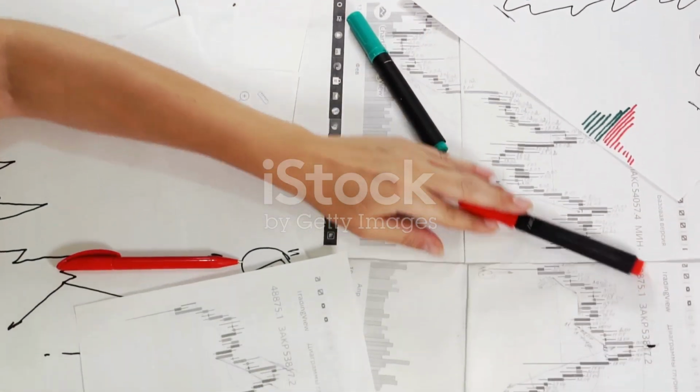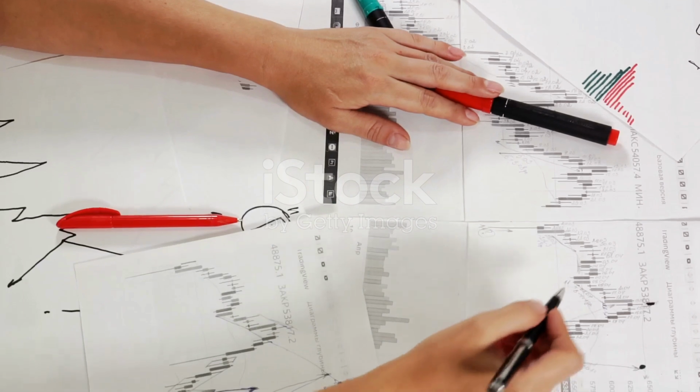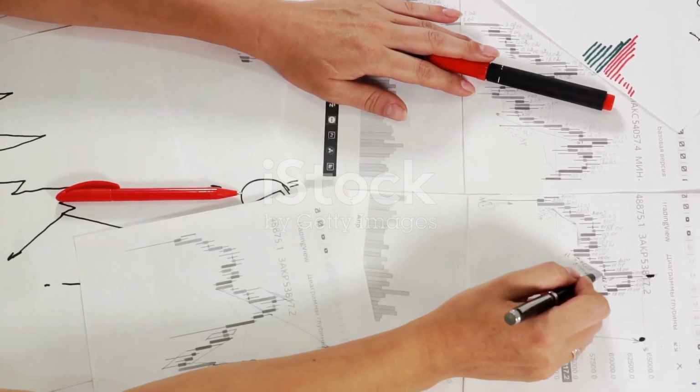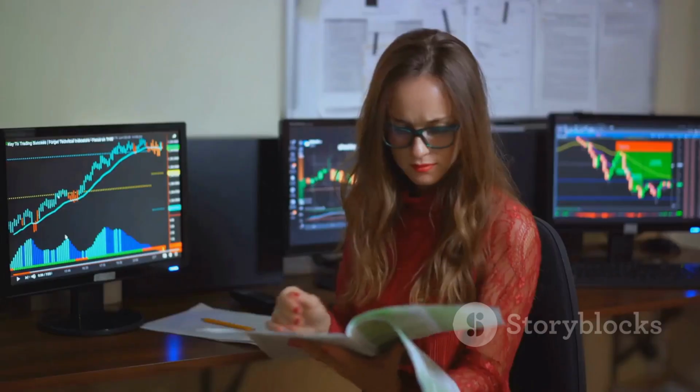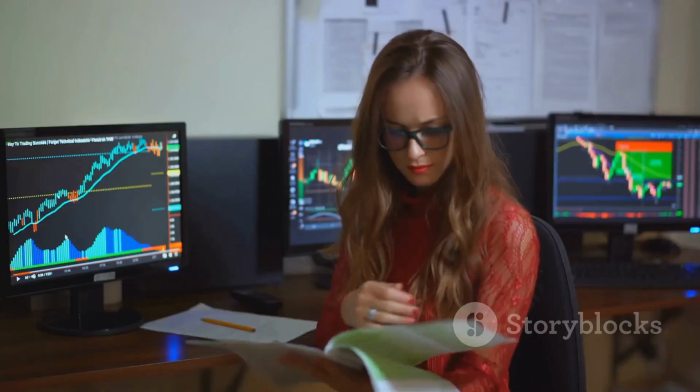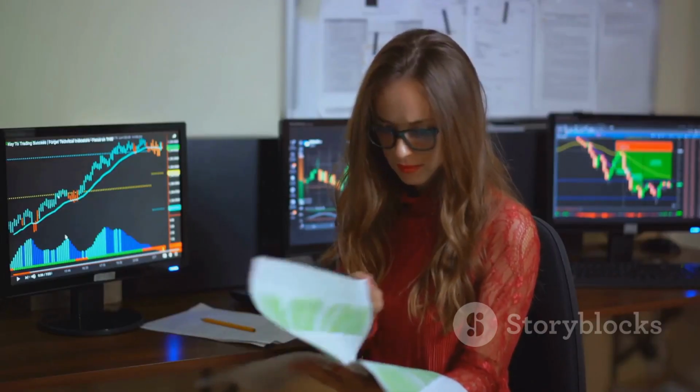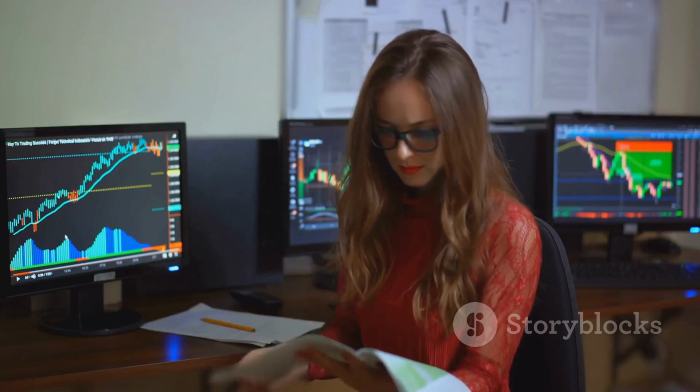Continuous learning and adaptation are critical. It's about staying curious, staying hungry. This is not a one-and-done deal. It's a lifelong pursuit of knowledge and skill. With determination and the right approach, anyone can learn technical analysis and use it to make more informed trading decisions.